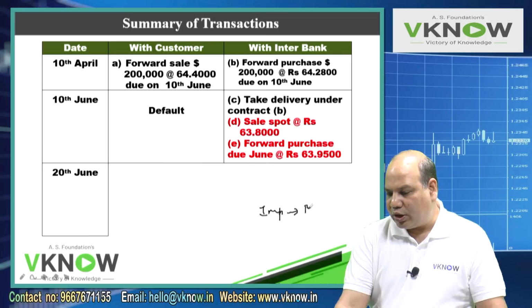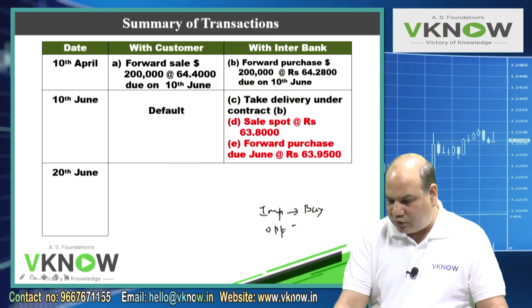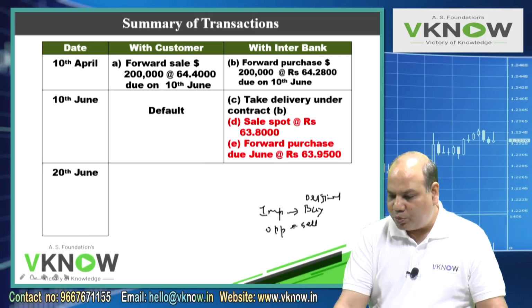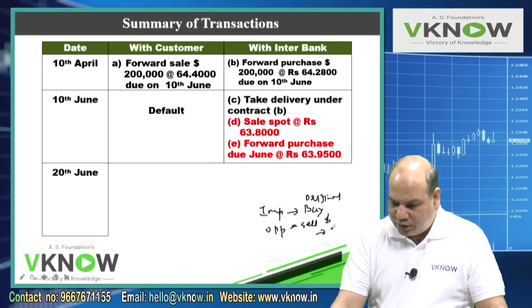Earlier he had contracted to buy. In order to cancel, the opposite position will be sell. The importer, earlier he had entered into a contract to buy. Original contract was to buy dollar. Opposite contract will be sell dollar. The applicable rate will be bid rate.